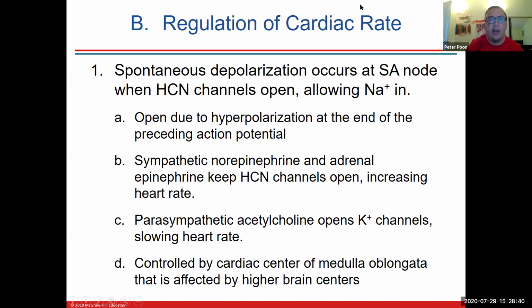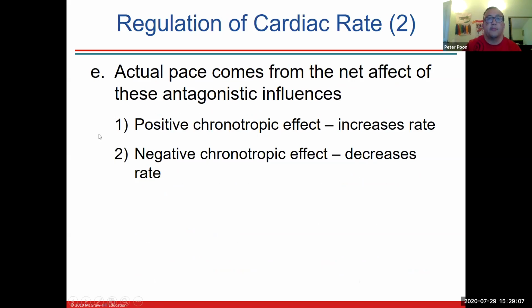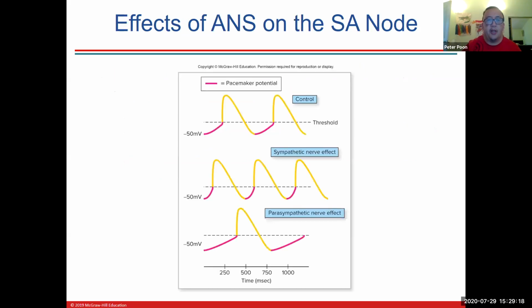Factors that affect heart rate, or regulation of cardiac rate. First of all, your regular beating of the heart. You have the parasympathetic innervation and the sympathetic innervation. Sympathetic innervation increases heart rate. Parasympathetic slows heart rate. Positive chronotropic effect increases the rate. Negative chronotropic effect decreases the rate. These are the definitions.